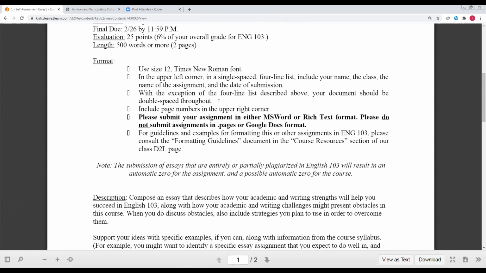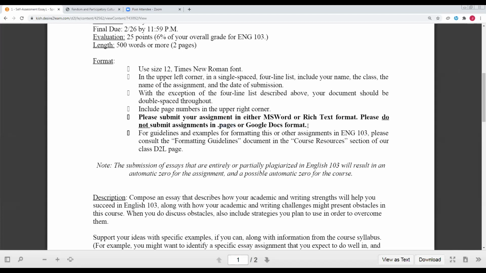Now, with the exception of that 4-line list, the rest of the document should be double-spaced, and you should include page numbers in the upper right-hand corner. Try to submit your assignment in Microsoft Word or rich text format. Please do not submit pages in dot pages or Google Docs. Dot pages is something that doesn't work in Desire to Learn. It won't download for me. So if you do that, it's fruitless because I'm never going to be able to download that.